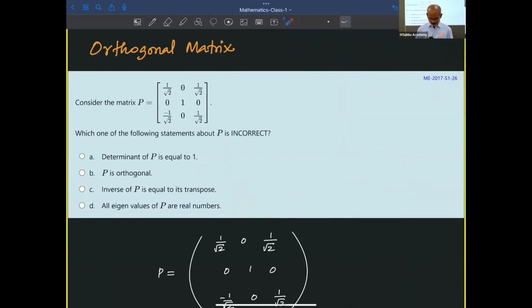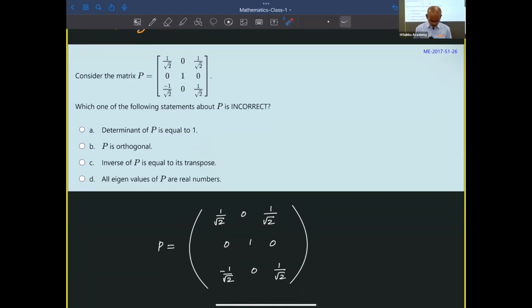Okay, now this problem will take slightly more time, and this is about an orthogonal matrix. So we are given a 3 by 3 matrix. Which of the statements is incorrect? Finding which is correct, sometimes we can easily do. For incorrect, every statement has to be evaluated, so normally it will take more time.